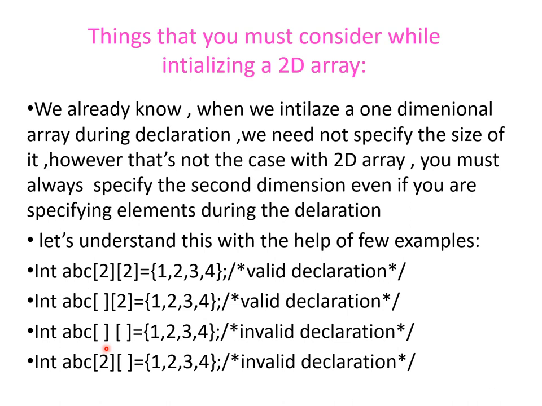Int abc, with no row size and no column size. It is an invalid declaration. We have to specify the row size and column size. If we do not specify them, it won't take any row size and column size. It will show an error in the program. Int abc, row size 2 and column size 0. It is also an invalid declaration because we did not specify the column size. This is about the declaration and initialization of multi-dimensional arrays.